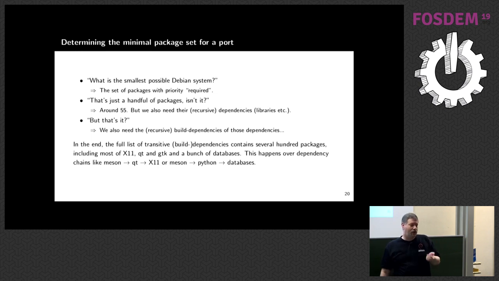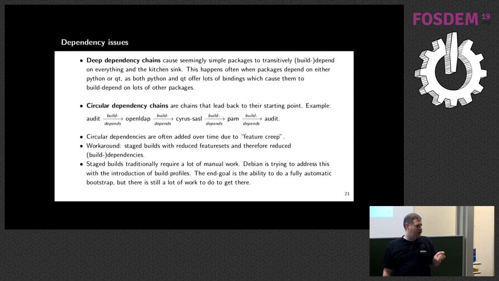Dependency issues are twofold. One are deep dependency chains, as I've just shown an example. To build one of the command line base packages, we had to cross-build some 80 or 90 other packages just to get the build environment set up to be able to compile a single simple package. Another problem are circular dependency chains, which is where the cat chases its tail.